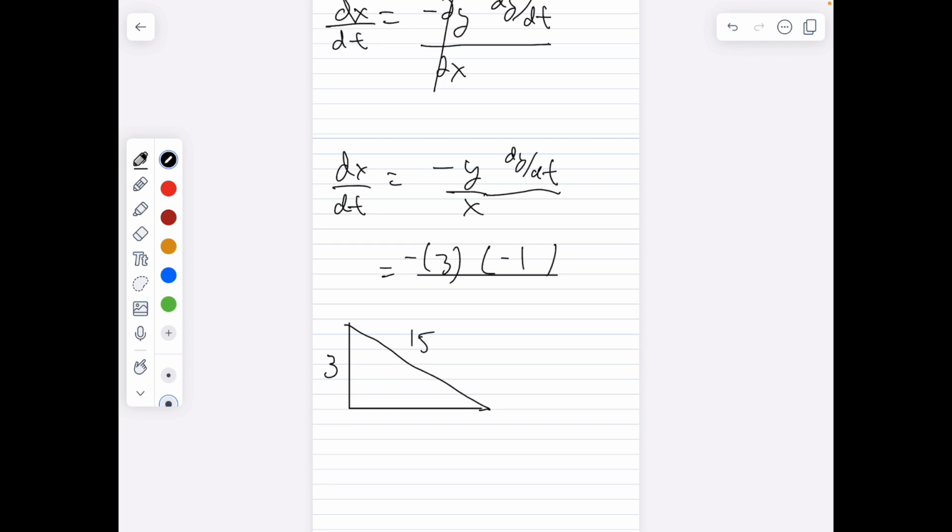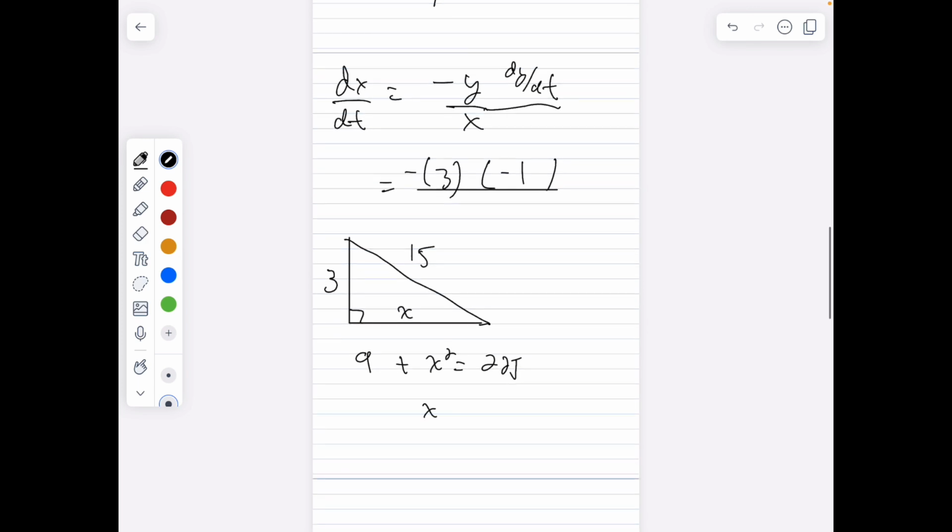I don't know what x is, but you can find that by using the Pythagorean theorem. And oftentimes, it's the equation that relates all the variables that you can use again. So 9 plus, we'll call this x squared, equals 225. x squared equals 225 minus 9, which is 216. So x equals the square root of 216. And I'm just going to plug that in. So it's going to be 3 over the square root of 216.